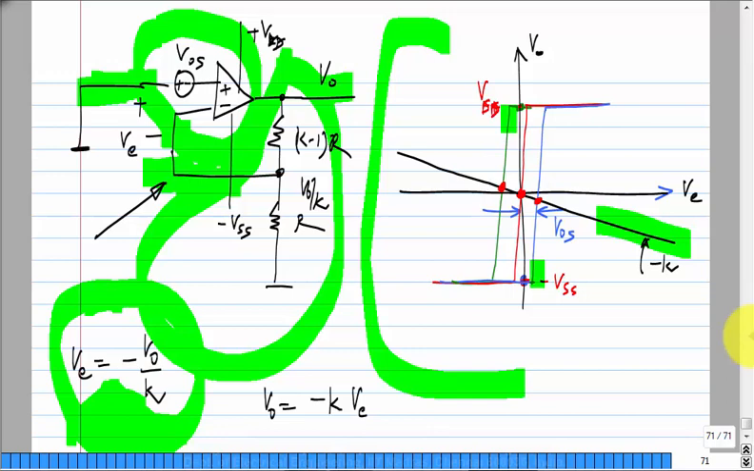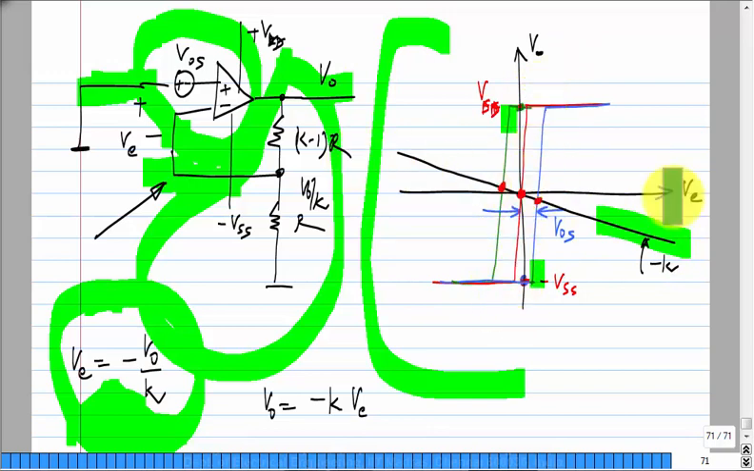So this has negative feedback. In fact, one way of inferring that there is negative feedback is to notice that the two intersecting lines have opposite slopes, right? The op-amp's line has a positive slope, the other one has a negative slope.